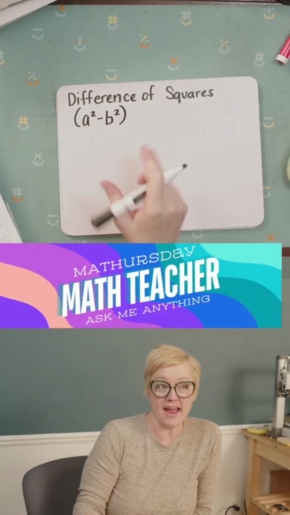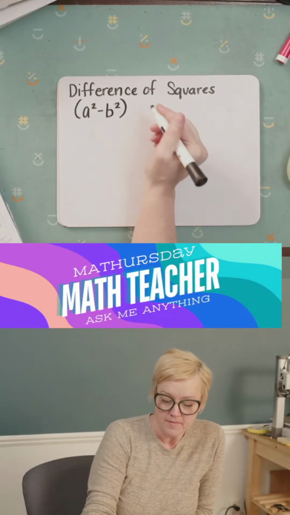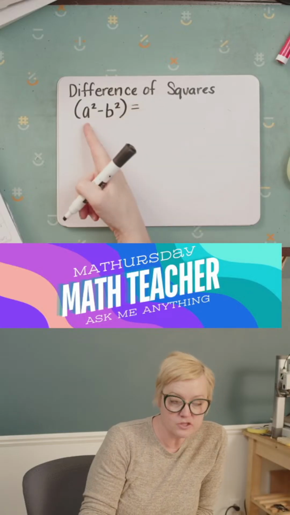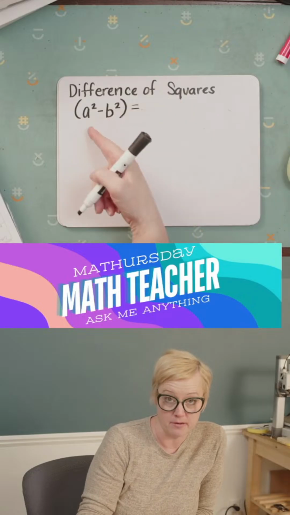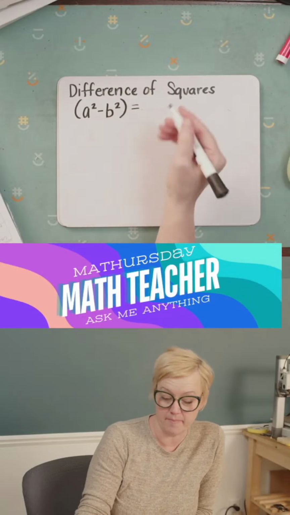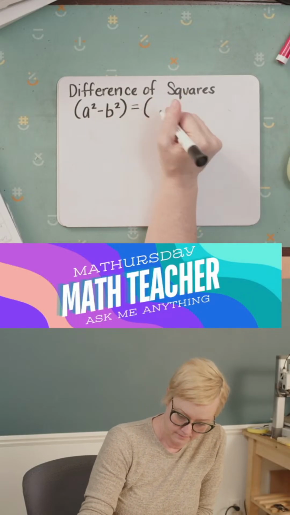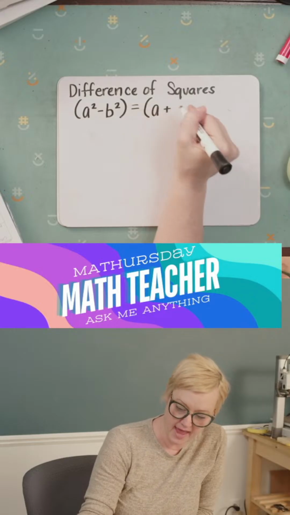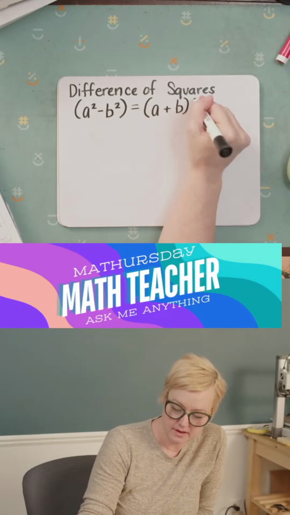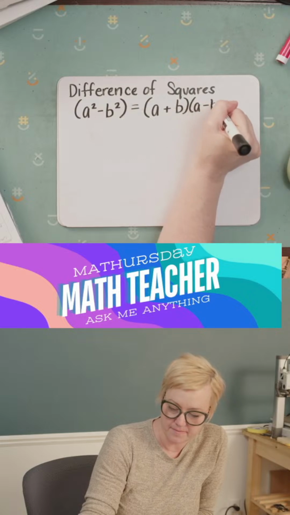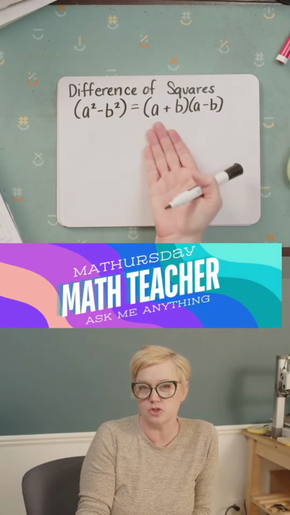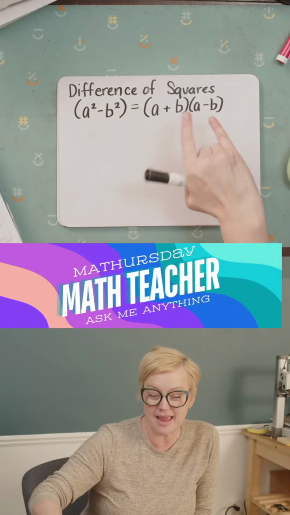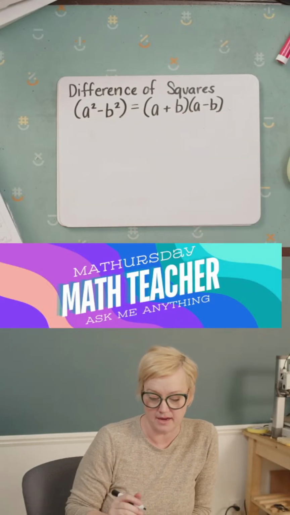what this can be factored into is: you take the square root of the first term, that becomes your a, and the square root of the second term becomes your b. Then you're going to have a plus b times a minus b. Or it can be a minus b and a plus b, as long as the two factors are exactly the same except for that plus and minus.